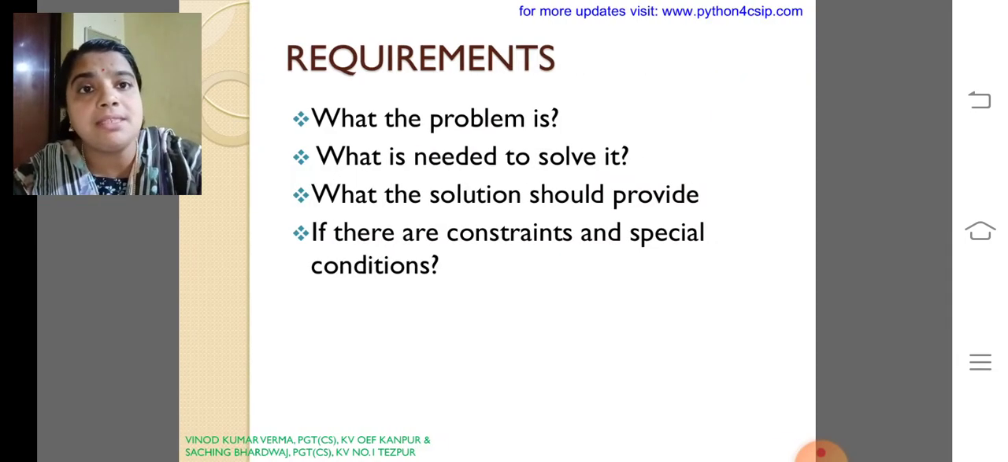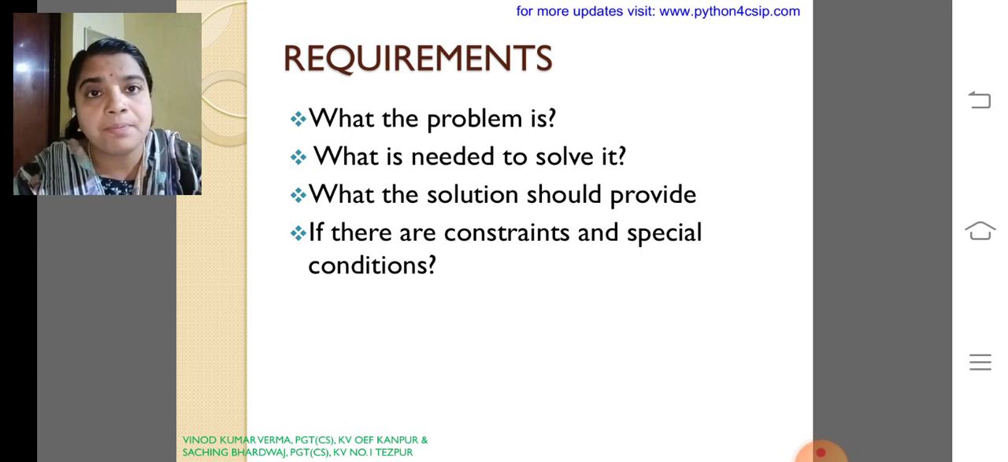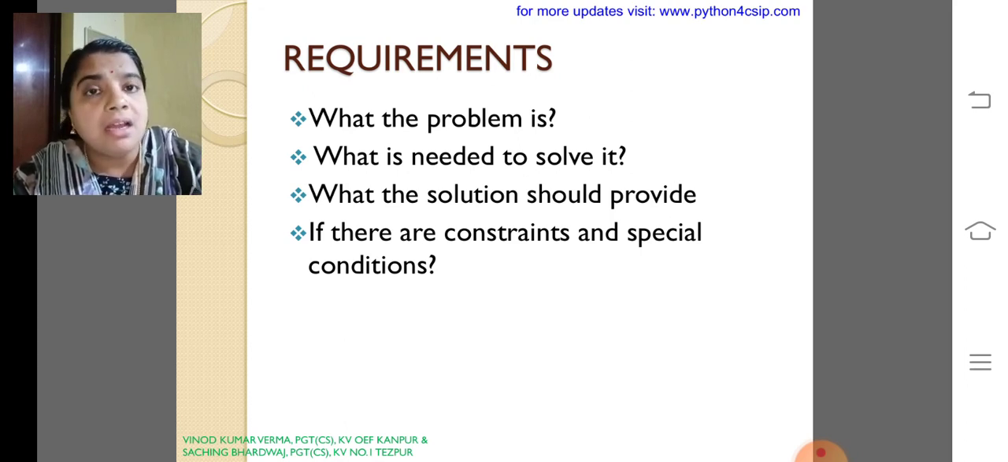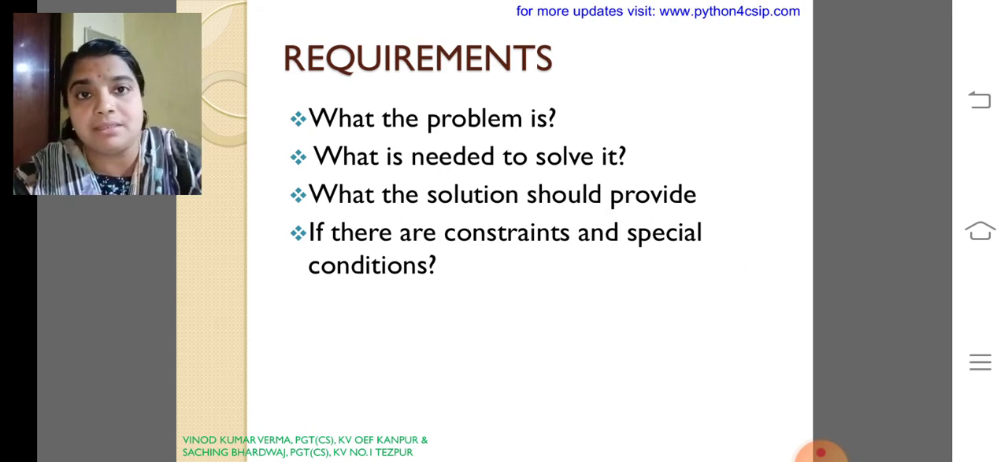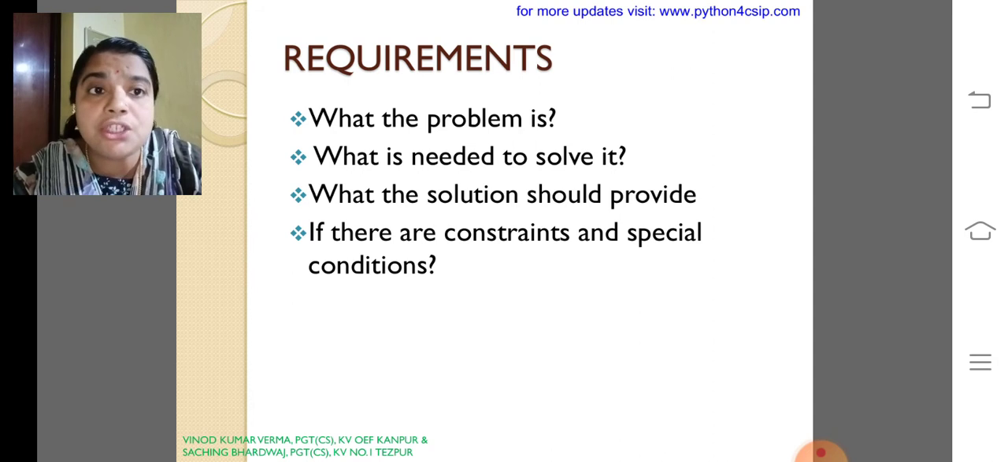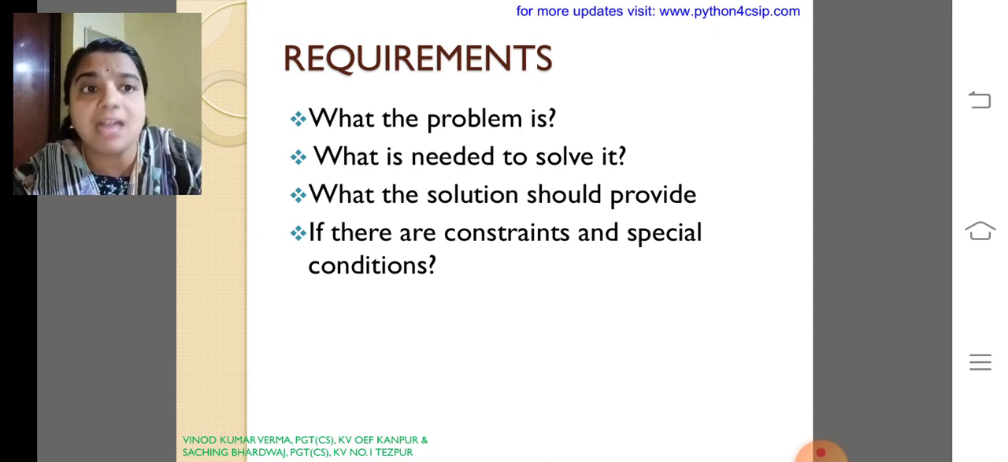The first one is requirements. In requirements, we have to be aware of what the problem is, what is needed to solve it, what the solution should provide, and if there are constraints and special conditions.